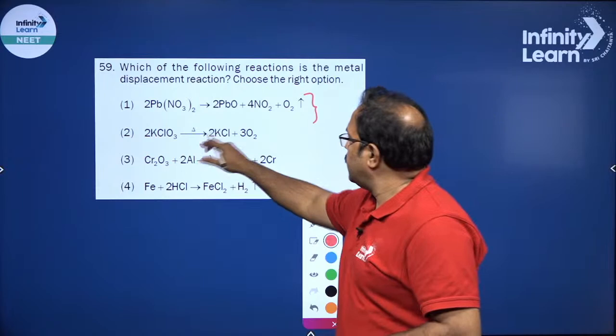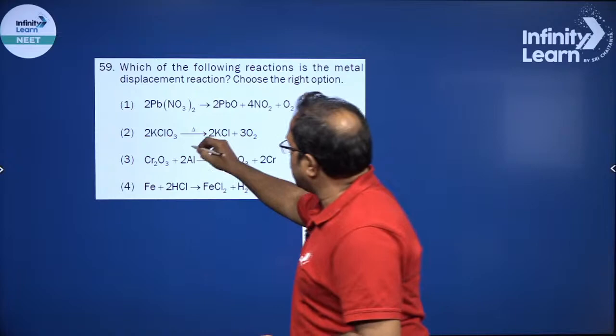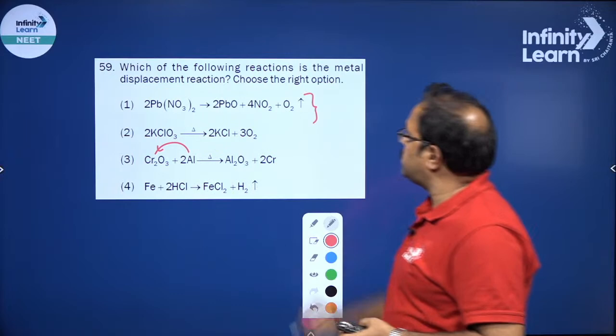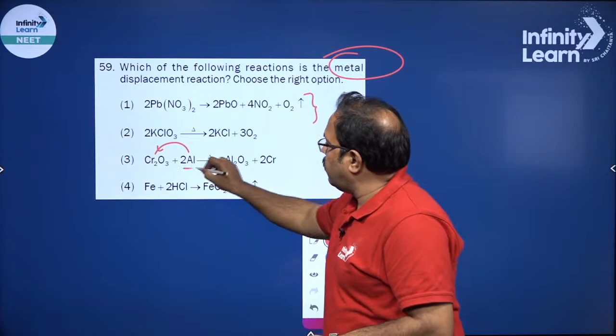Third one, aluminium being more electropositive than chromium, it's actually substituting. The single displacement you are seeing here. So aluminium is displacing chromium from this. He is asking in this case for metal displacement. It's very clear that this is the only reaction where metal is getting displaced.